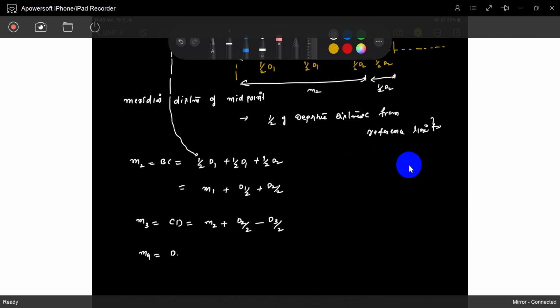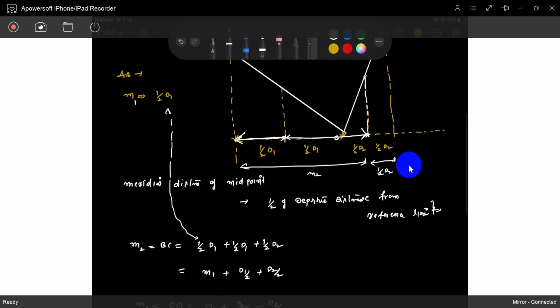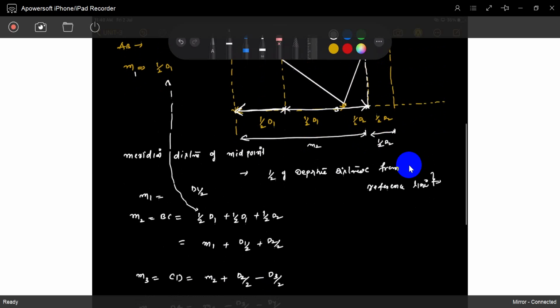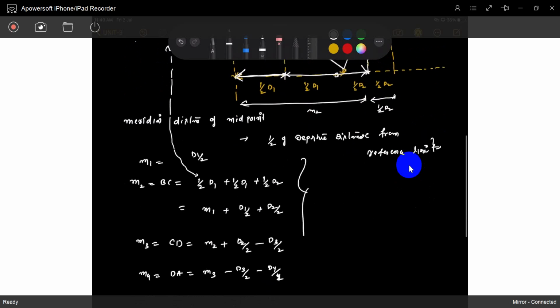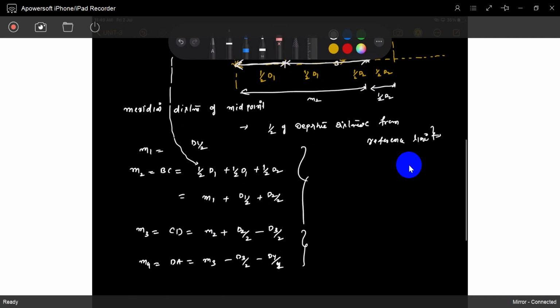M4, it is DA. M3, understood? M3 minus D3 by 2 minus D4 by 2. That's it. So I will write M1 here. M1 is D1 by 2. So just check it. If you observe it, the meridian of any line, you can write it.